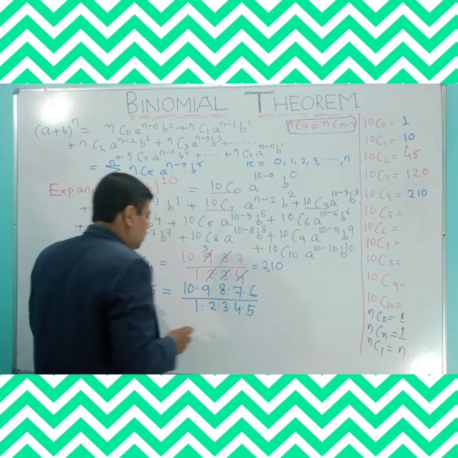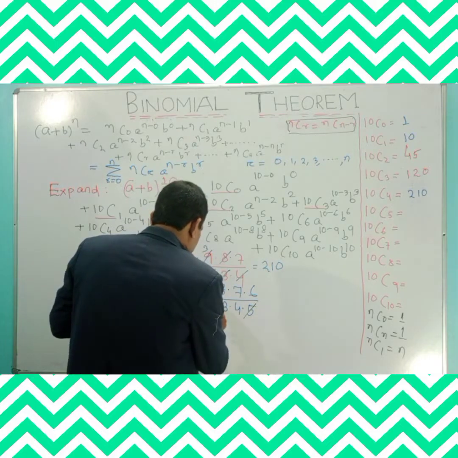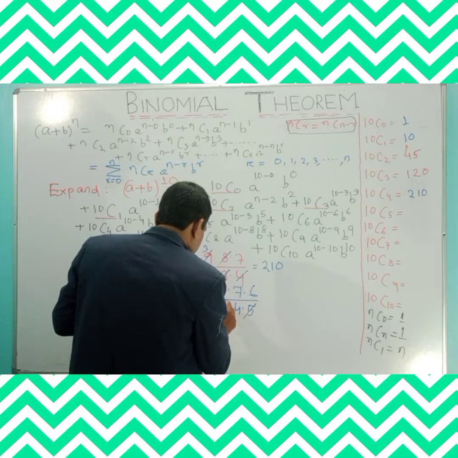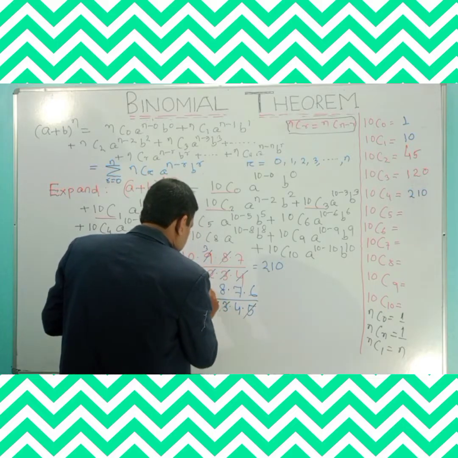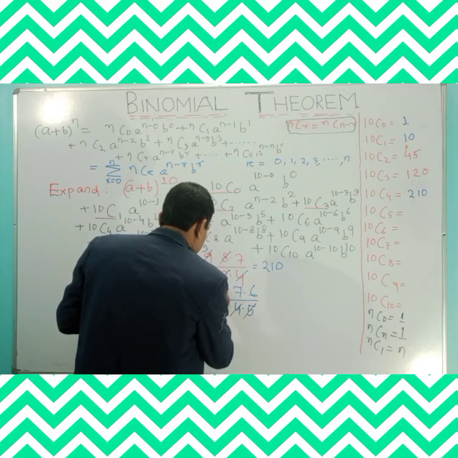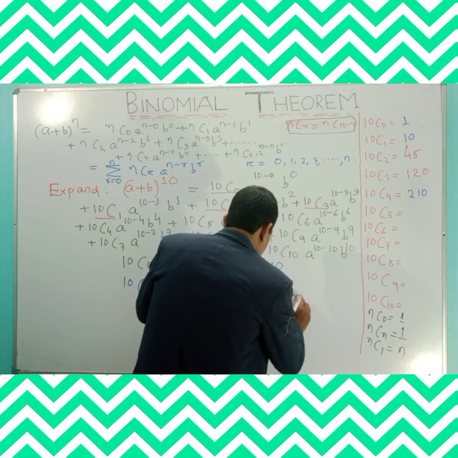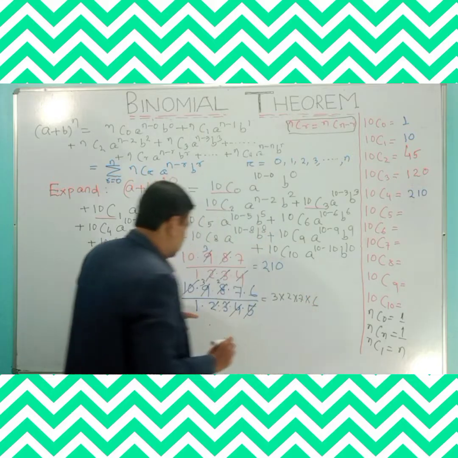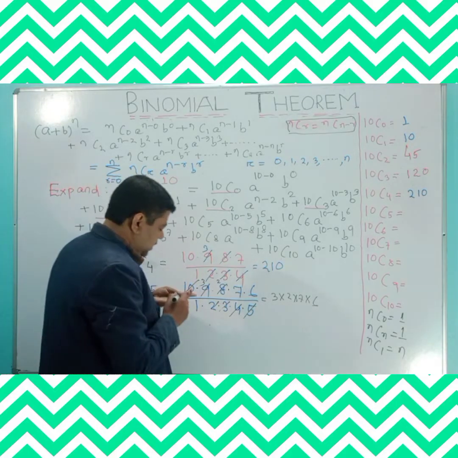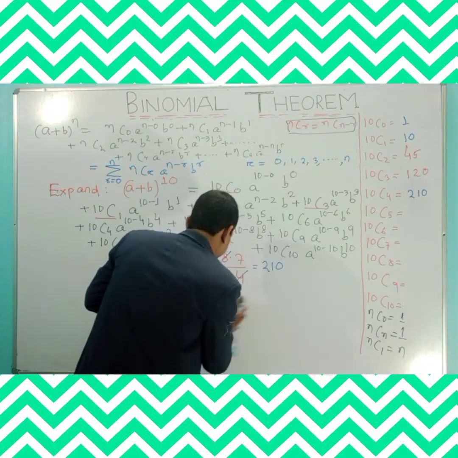You see now, 5 times 2 is 10, we can cancel here. Then 3 times 3 is 9, cancel. Then 4 times 2 is 8. After this it will be 3 into 2 into 7 into 6. Carefully see the numbers after cancellation. Is there any mistake? Look at here once again.